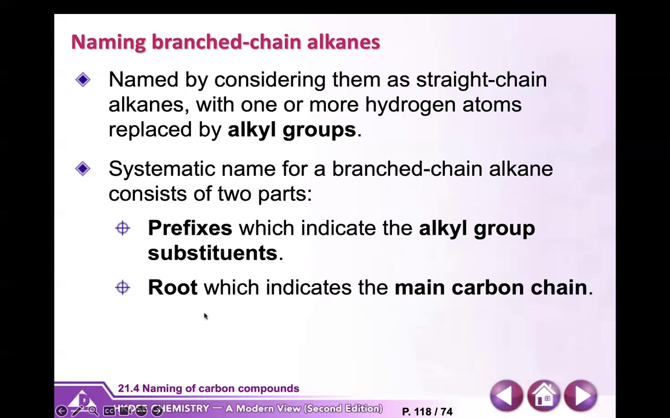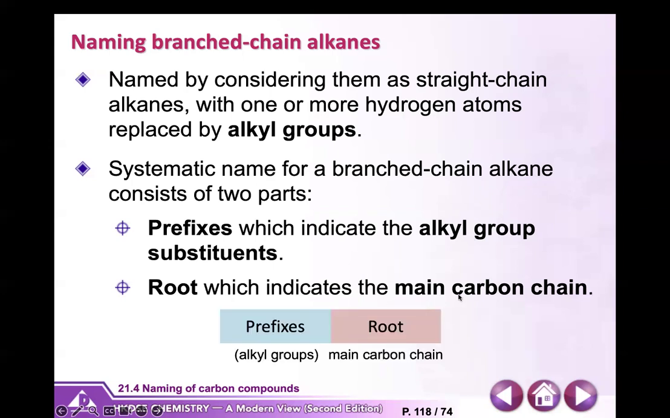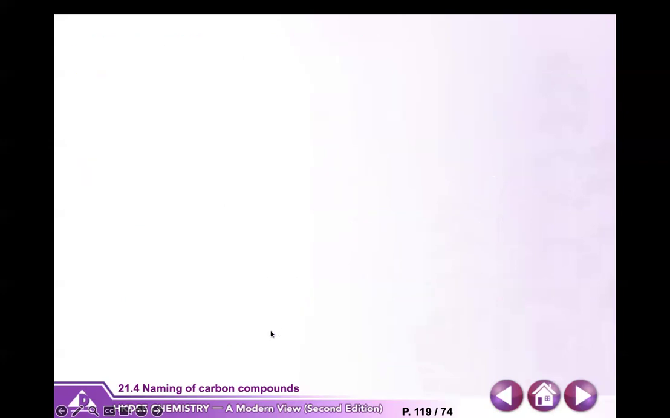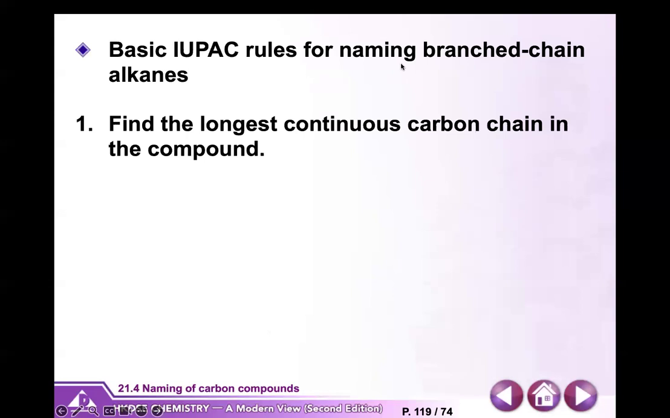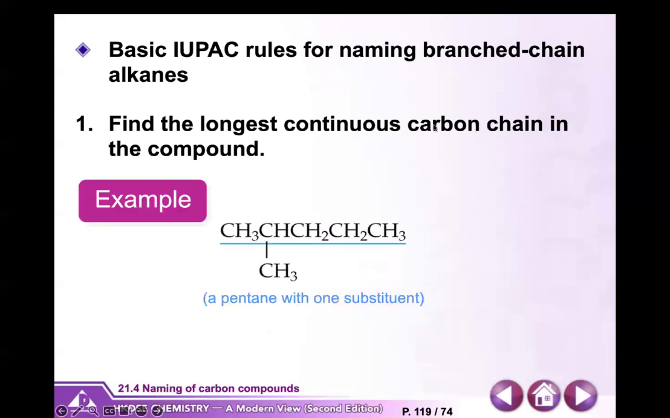The root then remains, which indicates the main carbon chain. So that's why we have two parts: one is the root and the other one is the prefix. For the basic IUPAC rules for naming the branched chain, first of all, we need to find out the longest carbon chain first. The longest carbon chain here contains 5 carbons.